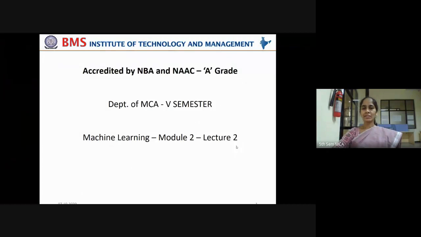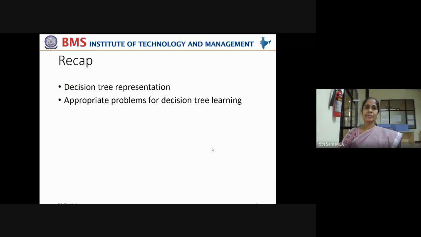Can you see the presentation? Yes, ma'am. Okay, before our exams, we started this decision tree learning chapter, and we have covered two concepts in this: decision tree representation, how we use a decision tree in order to represent the training examples that have been encountered, and appropriate problems for decision tree learning.